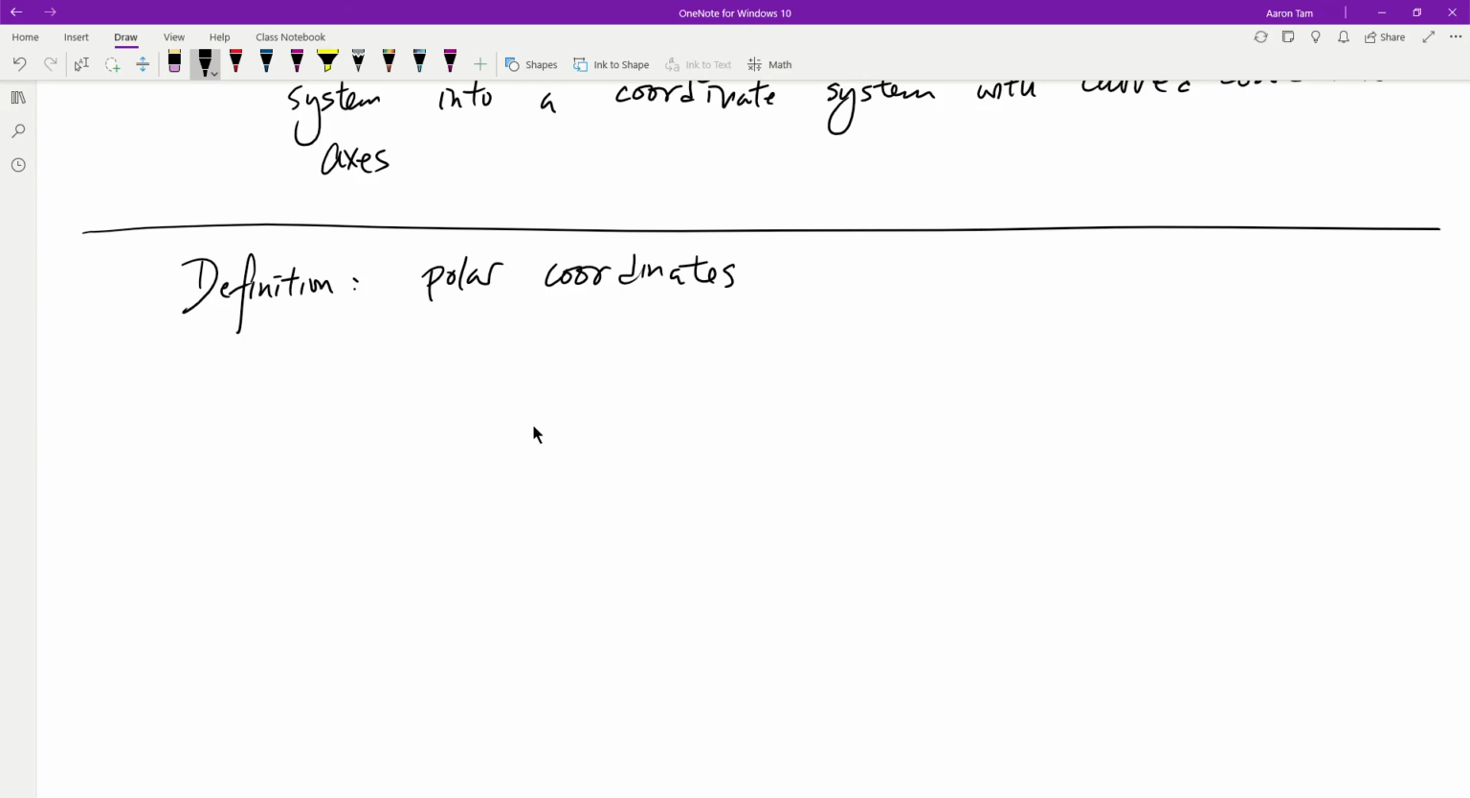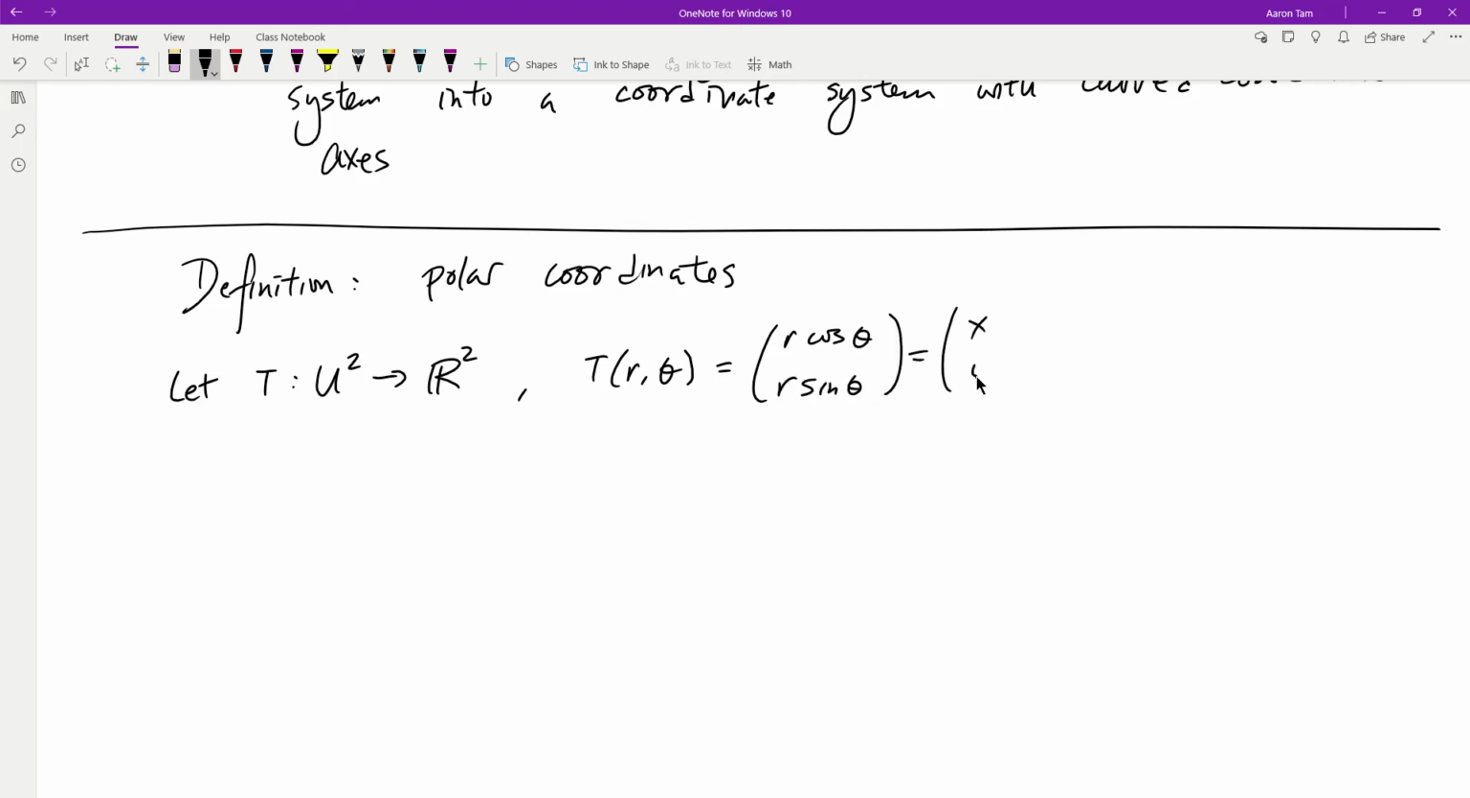So for each one of these, what I would like to do is simply to define the transformation, define the domain, show you how we define the variables, and also probably show you the inverse transformation. For polar, you already know it, so I'm going to define it. Let T be a function that goes from U squared to R squared, and T of (r, theta) is equal to (r cosine theta, r sine theta), which is equal to (x, y).